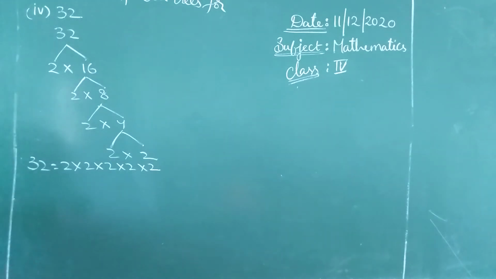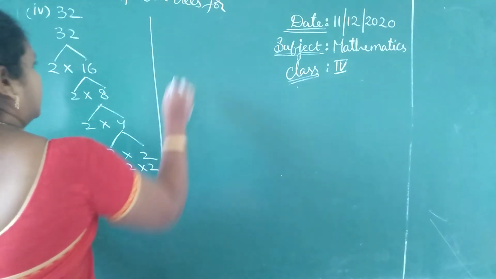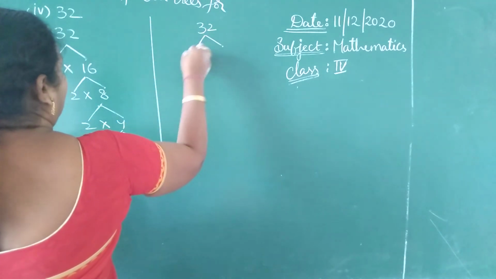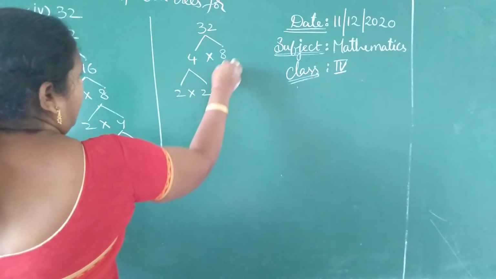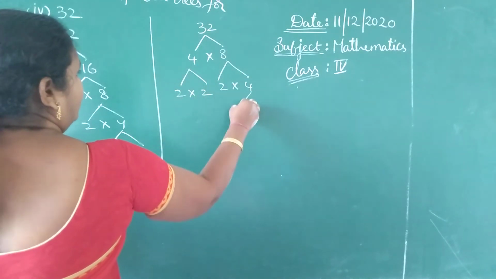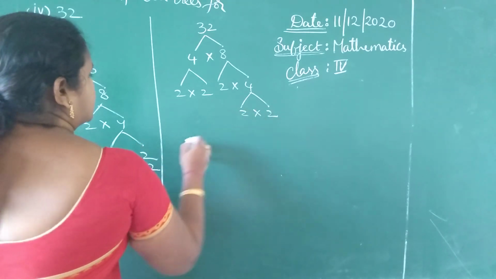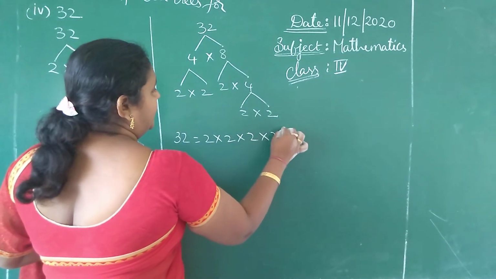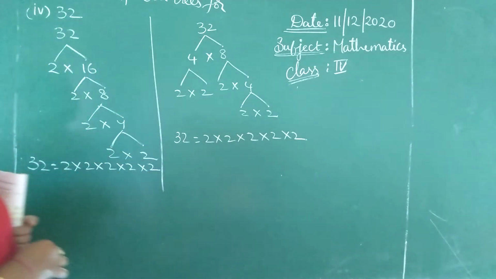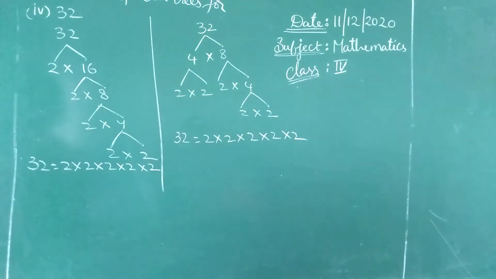Next one, 32. One more way. 4 eights are 32. 4 can be written as 2 into 2. And 8 can be written as 2 into 4. 4 can be written as 2 into 2. So 32 can be written as 2 into 2 into 2 into 2 into 2. Okay, these are the two ways to write the factor tree of 32.